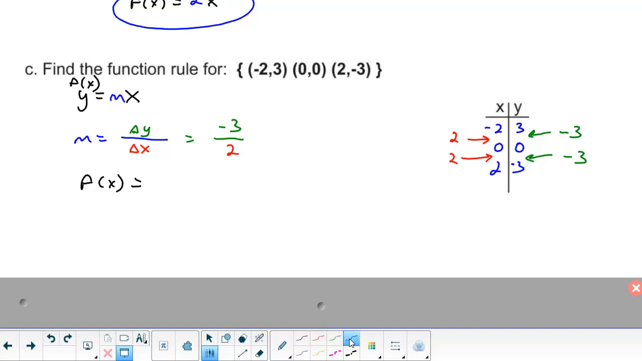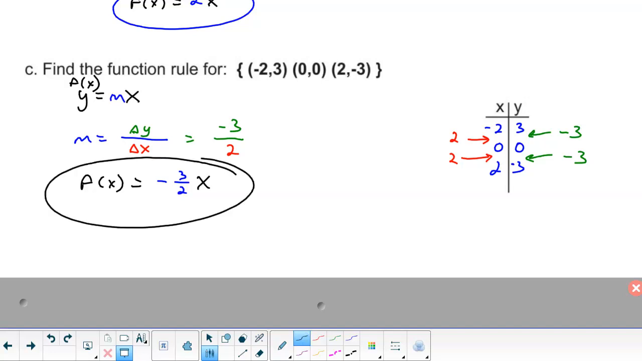Now I could put the negative in the numerator, or I can put it out in front of the fraction bar. Either way, neither one is any better than the other, though I usually put it in the numerator. f(x) = -3/2 x. Hey, that's your solution, and that's how you go about finding the function rule. Analyze the gaps.